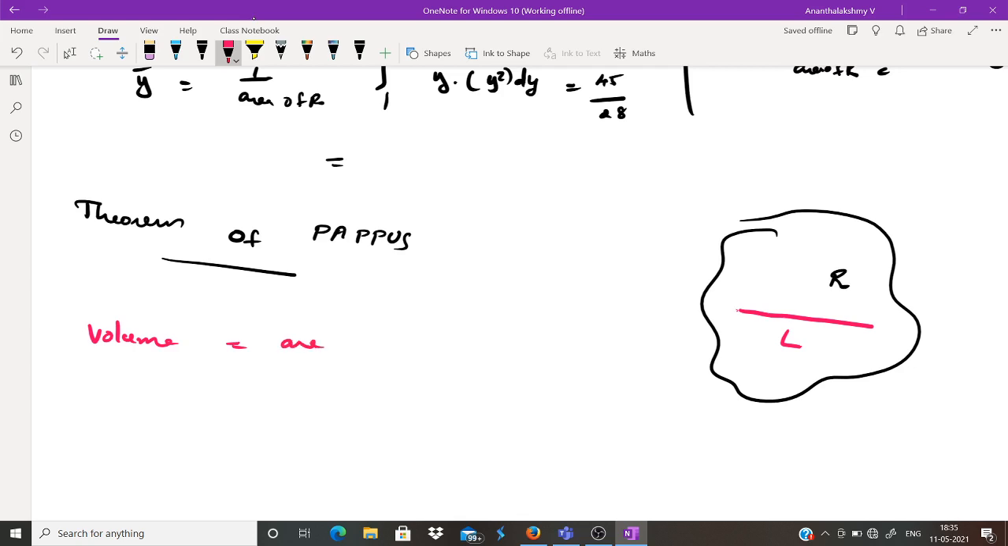area of R times the distance traveled by the centroid. This is the theorem of Pappus. This is a 1 mark question. Okay, stop.